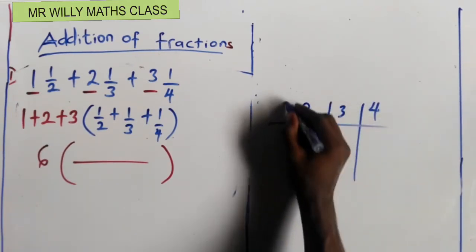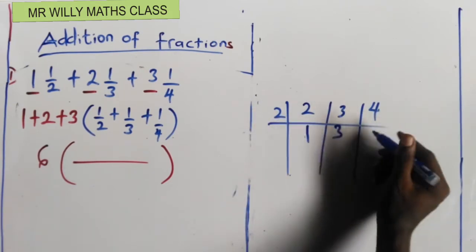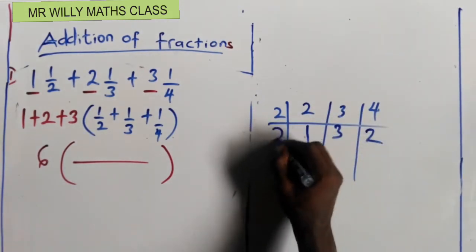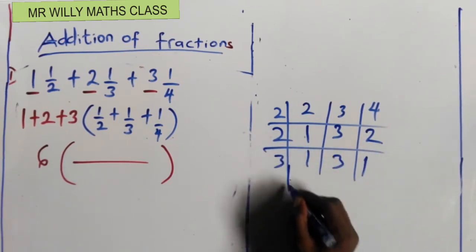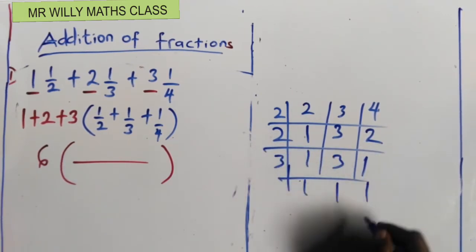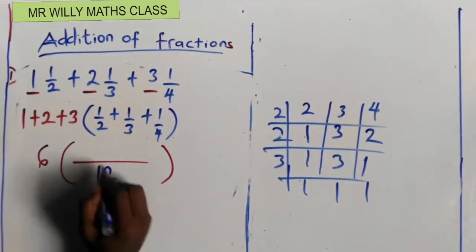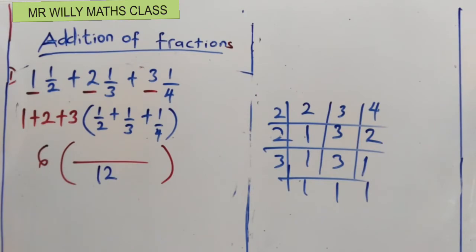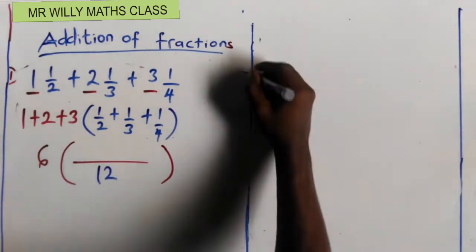So you write out the prime factors, 2. 2 in 2, 1. 2 cannot go in 3, so you maintain your 3. 2 in 4, that will be 2. 2 in 2, that will be 1. Then you write your 3. That will be 1, 1, 1. So 2 times 2, 4. 4 times 3, 12. So 12 is that number that 2 will divide, 3 will divide, and 4 will divide without any remainder. So what's the next thing?